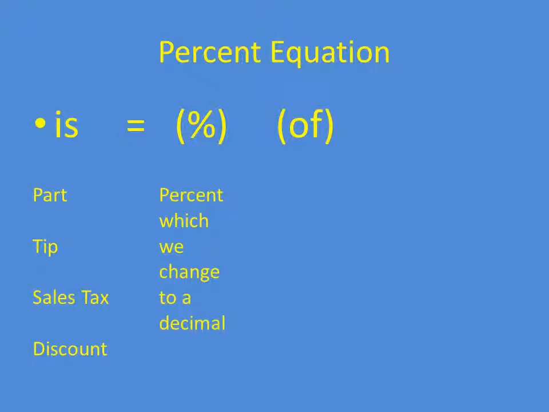Then we have my "of" number. It's my whole. It's what I'm finding a percentage of. It's the total amount of the people I have, the total amount of the number. So basically it's my original cost. It's the cost of the dinner, the cost of the shirt that you got the discount on. So it's my whole. It's what I'm finding the percentage of. So let's go ahead and move on to the next slide and see how we can use this equation.